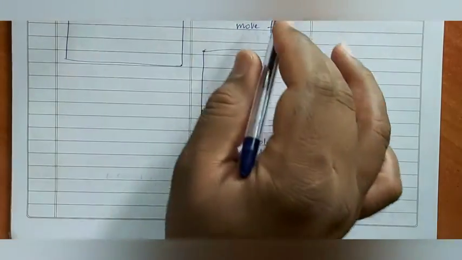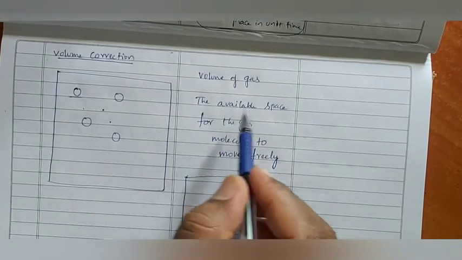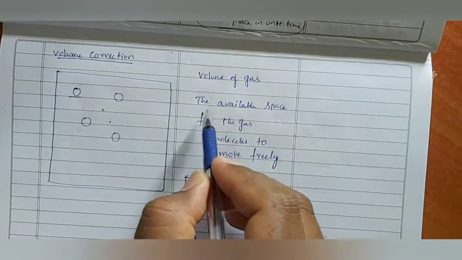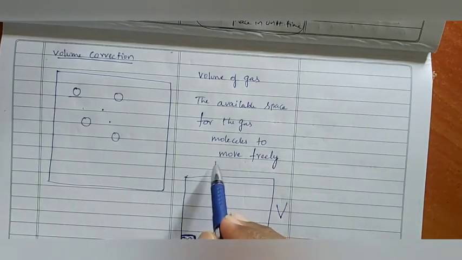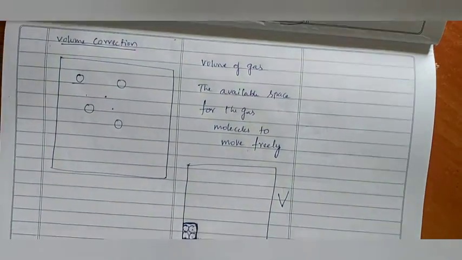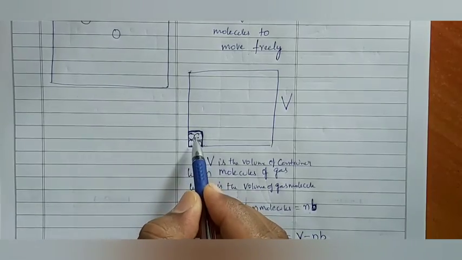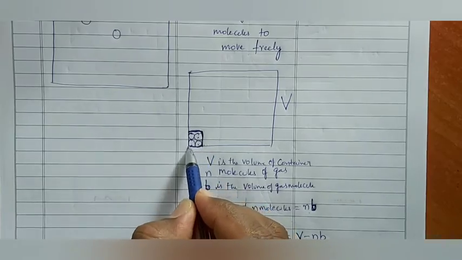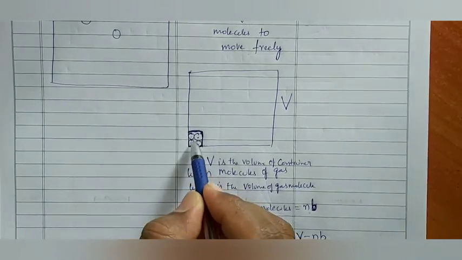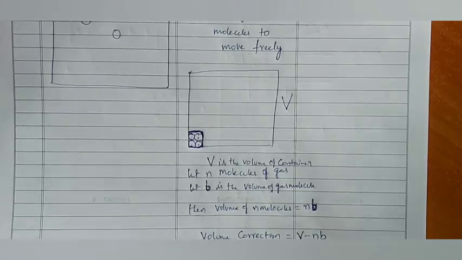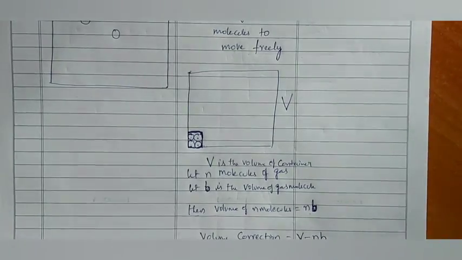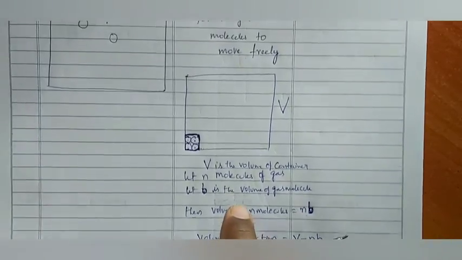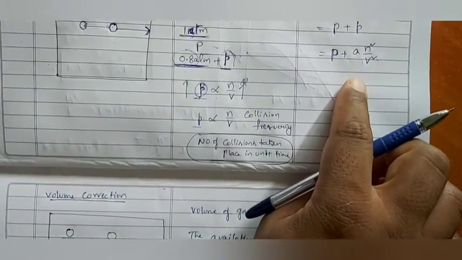What is meant by the volume of a gas? The available space for the gas molecules to move freely is called the volume of gas. Now, for these molecules, what is the available volume? Everything except this volume, which is subtracted from the total volume. That is called V minus nb. This is called the volume correction, and the previous one is called the pressure correction.